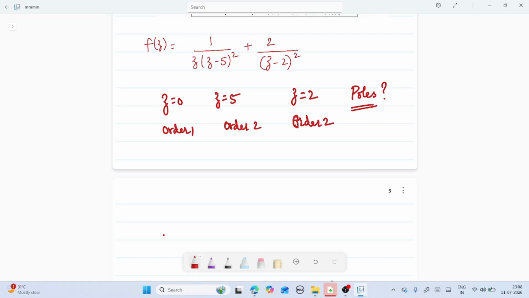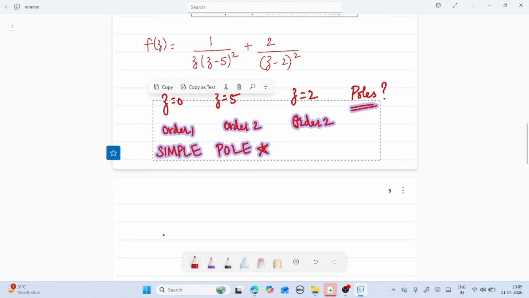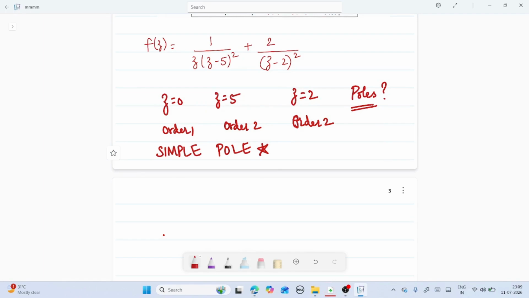Another thing to be noted is that when a pole is of order 1, it is called a simple pole. A pole of order 1 is called a simple pole. This has to be noted. Fine. So let us move on to another example. These are all small examples which you can just try.